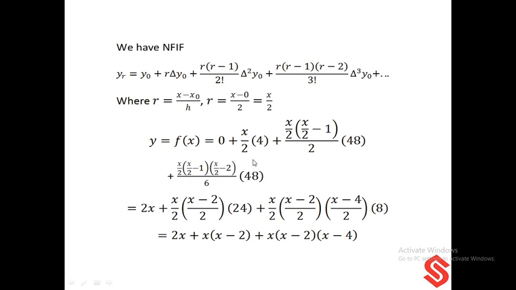Now we substitute in the interpolation formula. We get y is equal to f of x is equal to 0 plus x by 2 into 4 plus x by 2 into x by 2 minus 1 by 2 into 48 plus x by 2 into x by 2 minus 1, x by 2 minus 2 by 6 into 48. So we get 2x plus x by 2 into x minus 2 by 2 into 24 plus x by 2 into x minus 2 by 2 into x minus 4 by 2 into 8. So that is 2x plus x into x minus 2 plus x into x minus 2 into x minus 4.